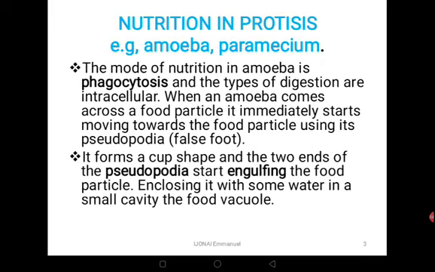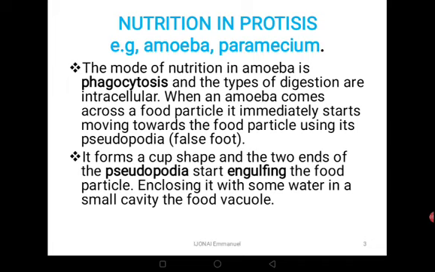I want you to summarize how the fungi feed in a paragraph, and then we proceed to the nutrition in protists. These protists include the amoebas, the parameciums, the euglenias, the plasmodia, the trypanosoma, and so on. Those are some of the members of kingdom Protoctista. But in this particular lesson, we are going to focus on one of the members, and that is the amoeba.